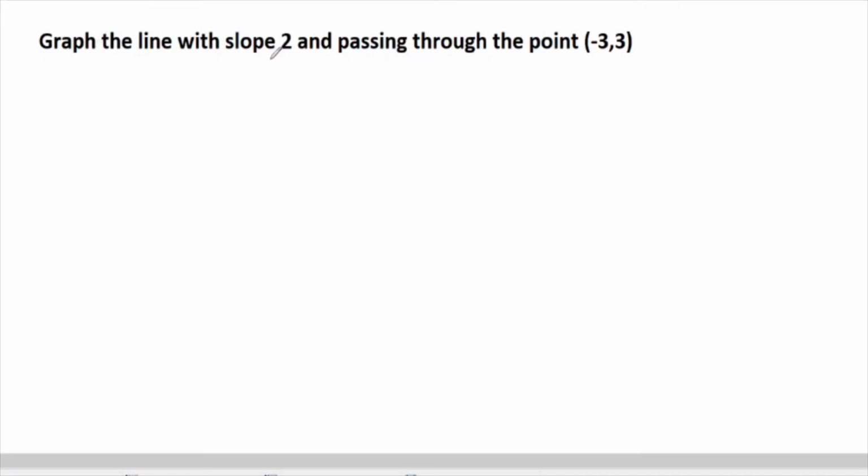Graph the line with slope 2 and passing through the point negative 3, 3. Remember, this is x and this is y. So we shall identify our slope. Slope is 2. So let's put it in fraction form. 2 would be 2 over 1. So the rise is 2 and the run is 1.